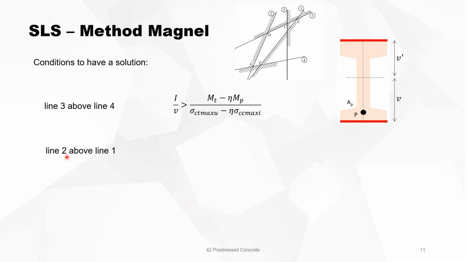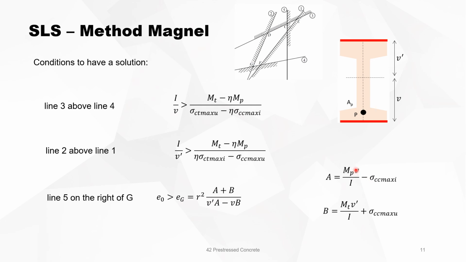And line 2 must be above line 1, or on the left of line 1. That gives you also a condition of E over V accent. So you have a condition over E over V and E over V accent. The E is initial and the U is final, ultimate. And then of course line 5, this line must be on the right of point G, otherwise this area will disappear.